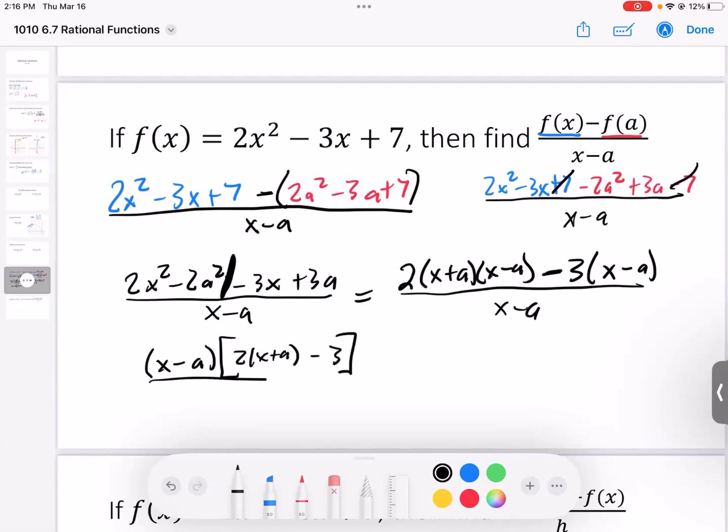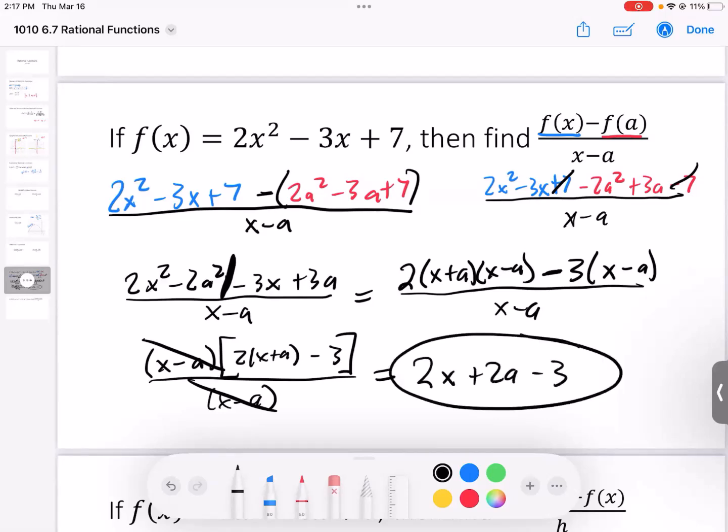And now this is in factored form because I have 2 things that are multiplied together. This one's kind of complicated and I might be able to simplify it, but I basically have 2 things multiplied together, divided by x minus a. And notice I have an x minus a divided by an x minus a. And so those will cancel out. And my most simplified version of this expression is going to be 2 times (x plus a) minus 3. And if you wanted to, you could distribute the 2 and write this as 2x plus 2a minus 3. That's probably how I would write it, but your homework system will probably accept that as well.